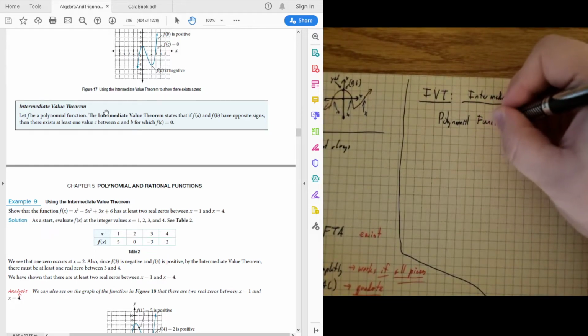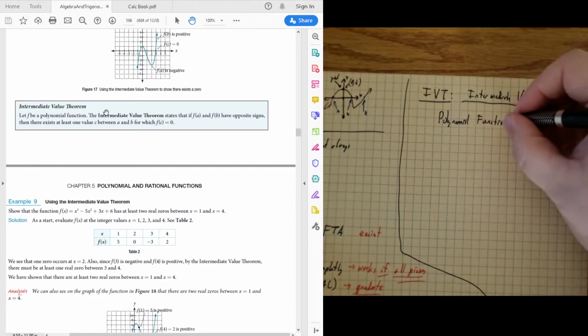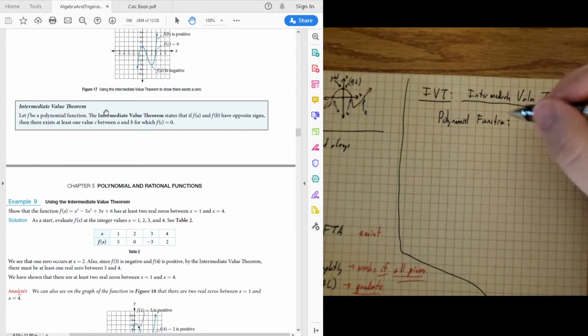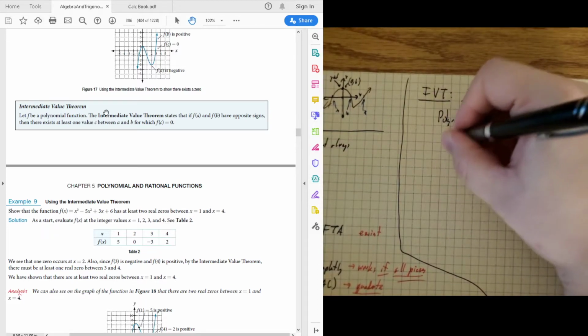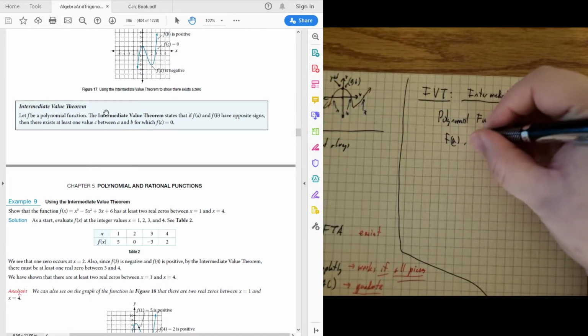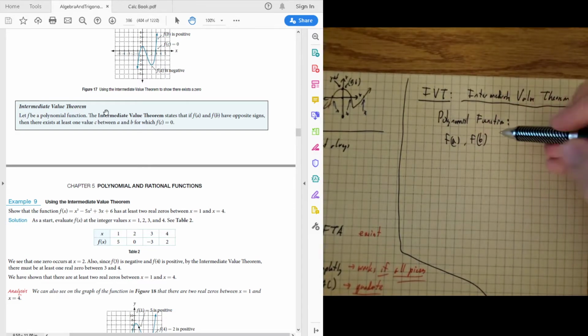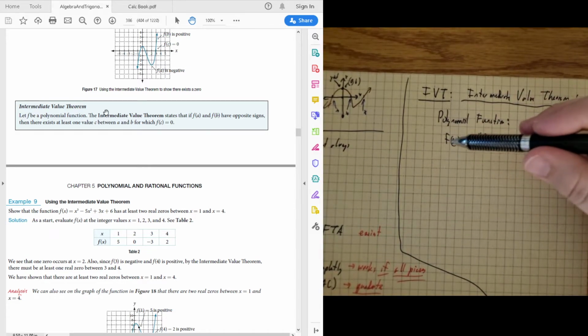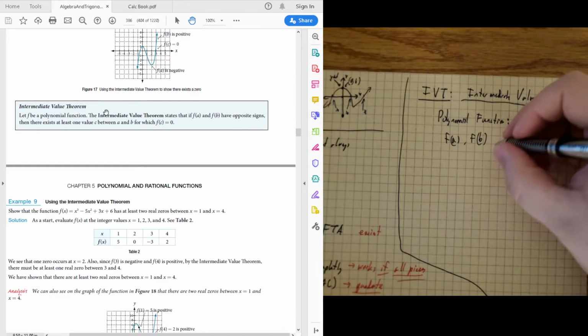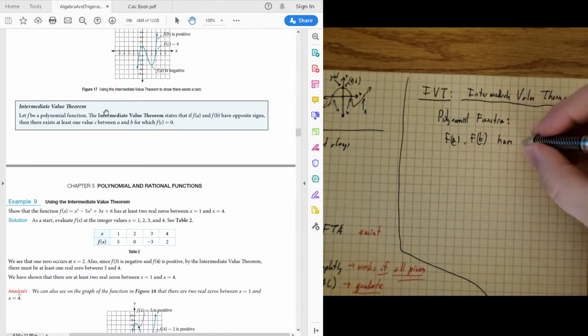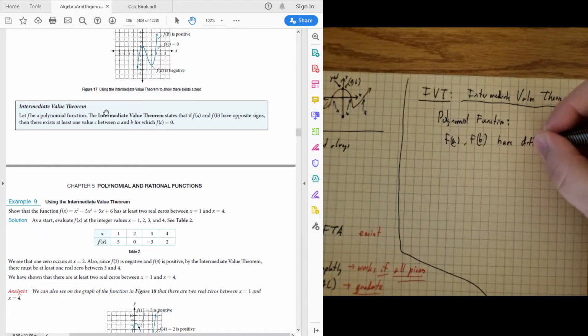That's the first thing. If you have a polynomial function, it has to be assumed that it's polynomial. You have to have f of a and f of b, which, if you remember back, f of a is going to be a y value. F of b is going to be a different y value. And they have to have different signs.